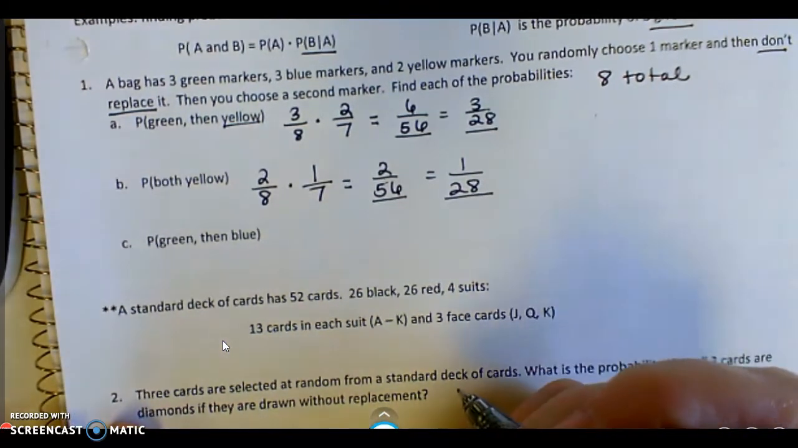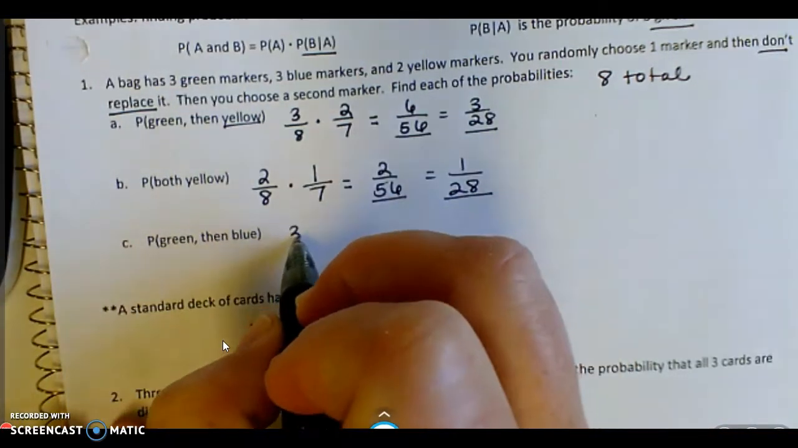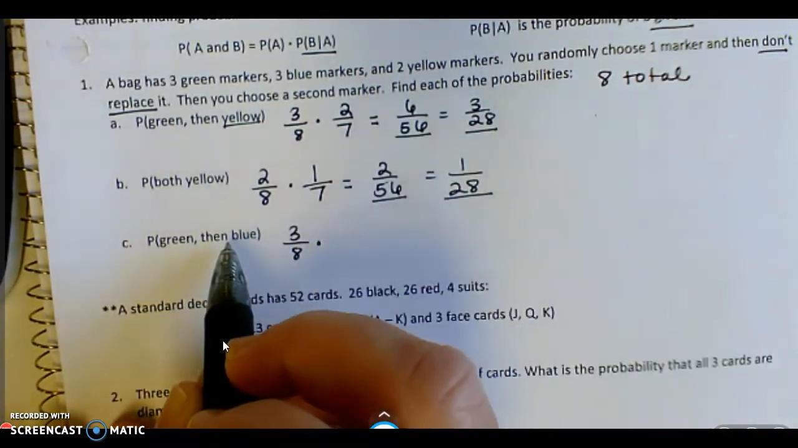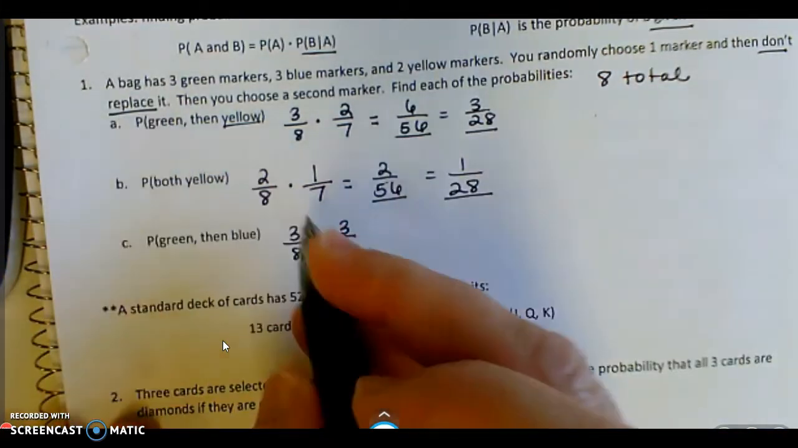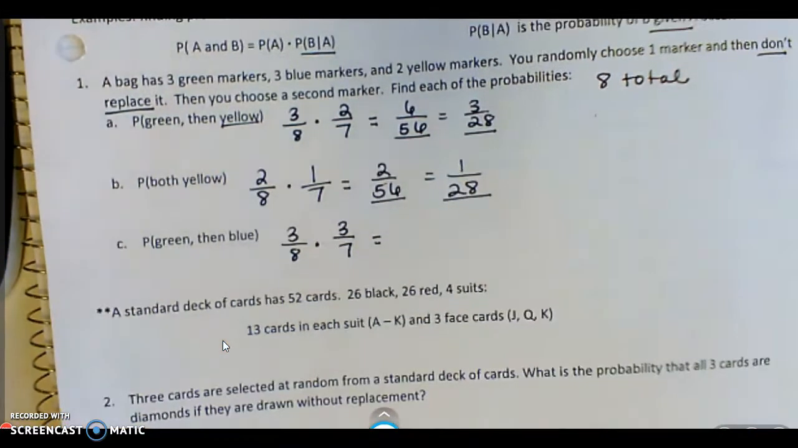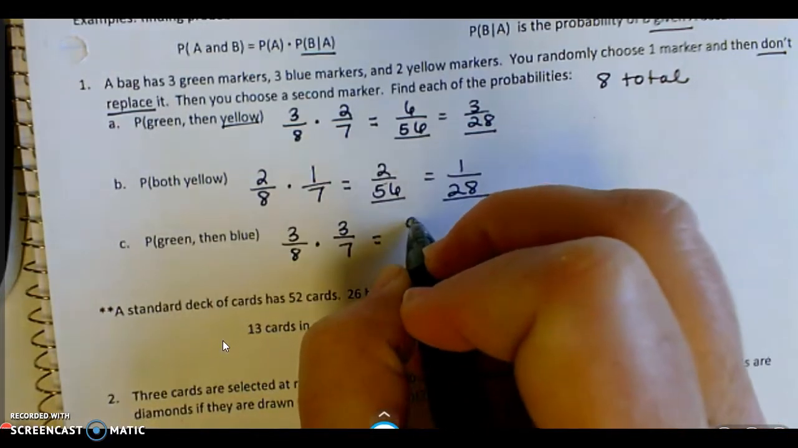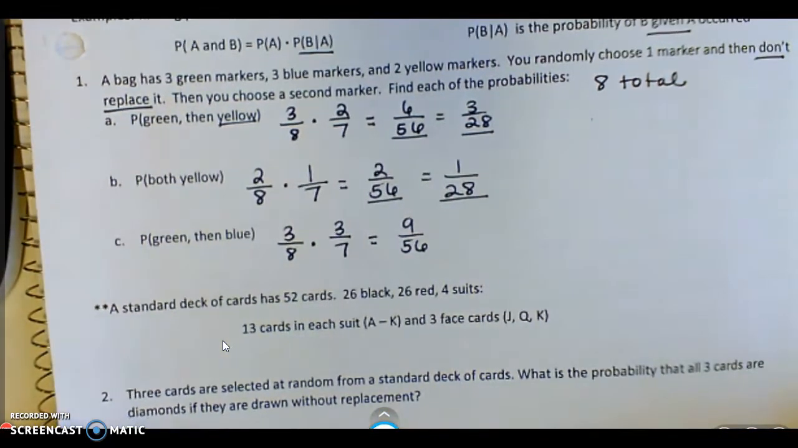Okay, probability of green and then blue. Okay, green, there's 3 of them. 8 total. Blue, there's 3, but there's not 8 total because I'm still not replacing it. So I have to subtract 1 from 8 to get 7, and then I multiply. And I get 9 out of 56. And it does not reduce, so you can leave it just like that.